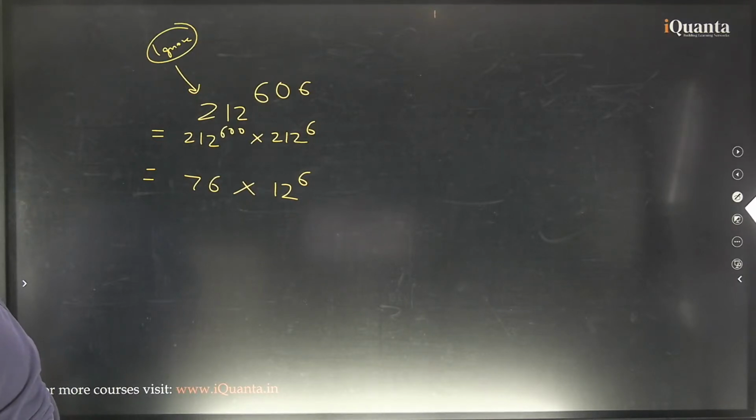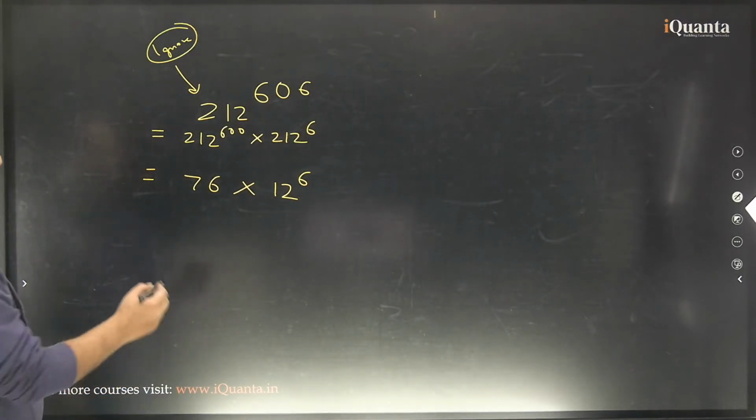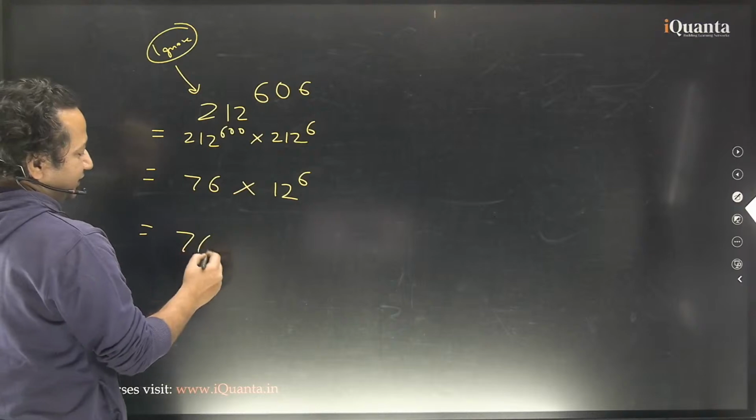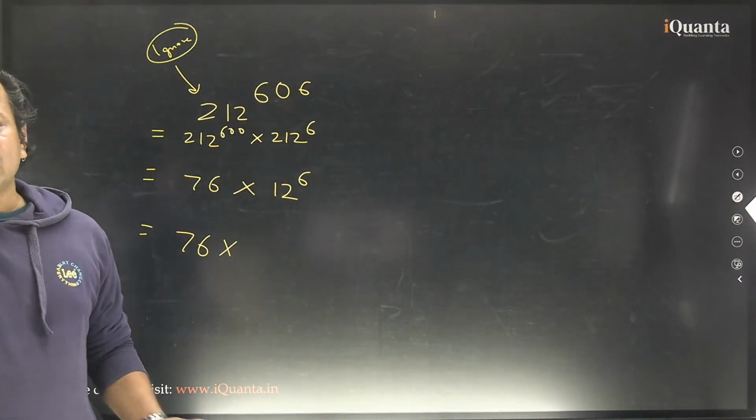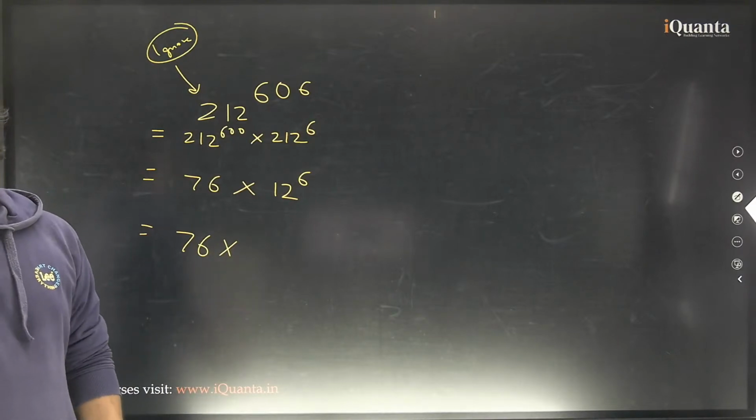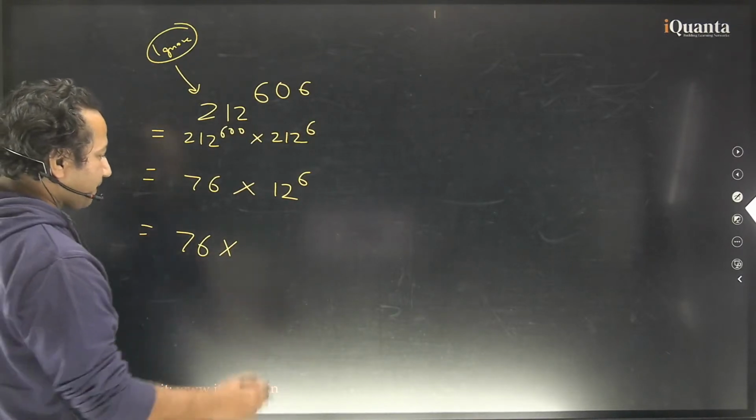Is this clear, guys? Yeah. Solved. आगे तो आपको करना आता ही है. Now it's very simple. So we have 76 over here. And 12 to the power 6 basically ये है क्या? 12 के स्क्वायर का क्यूब. Isn't it?